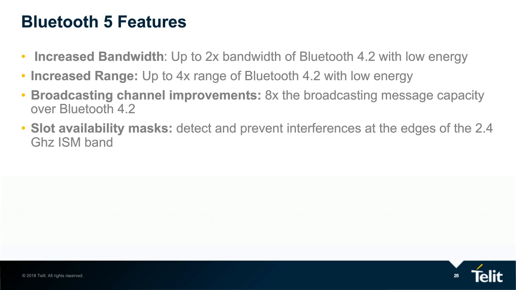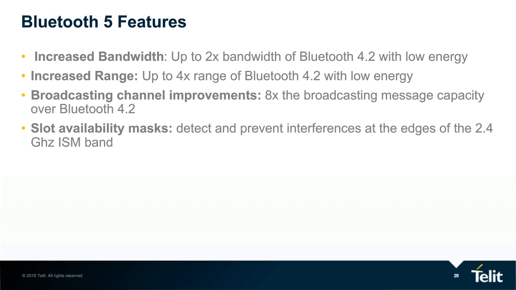Then there are additional broadcasting channel improvements, which is mainly for beacons. Beacons today are not just simple Bluetooth beacons. Most of them come with sensors, so they have more data they want to broadcast. And this enables them to also use channels which are not advertising channels, so these don't get blocked if you have more data you want to broadcast. And then there's also the slot availability mask, improving the coexistence of technologies in the 2.4 gigahertz band, which a lot of technologies use.